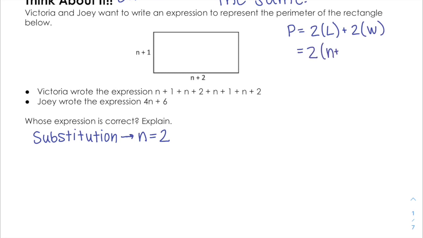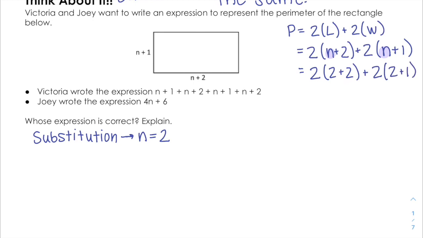For the length, we have n plus 2, and for the width, we have n plus 1. Again, we're going to substitute a value in for the letter n, and it's going to be 2. So it equals 2 times (2 plus 2) plus 2 times (2 plus 1). Now we have to solve using the order of operations. We solve what's inside the parentheses first. We have 2 sets of parentheses, so we do them in order from left to right. 2 plus 2 is 4. That's my one change, and I bring everything else down.